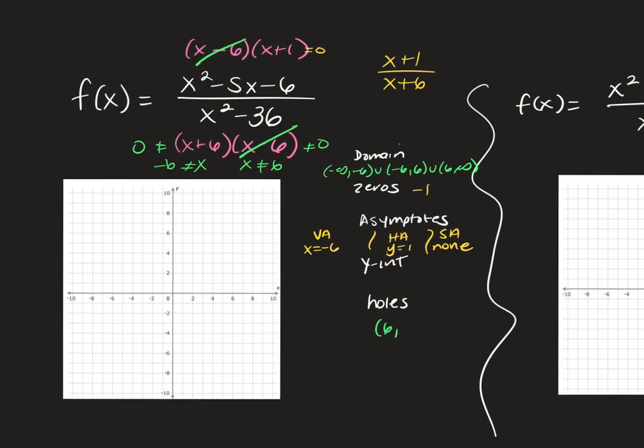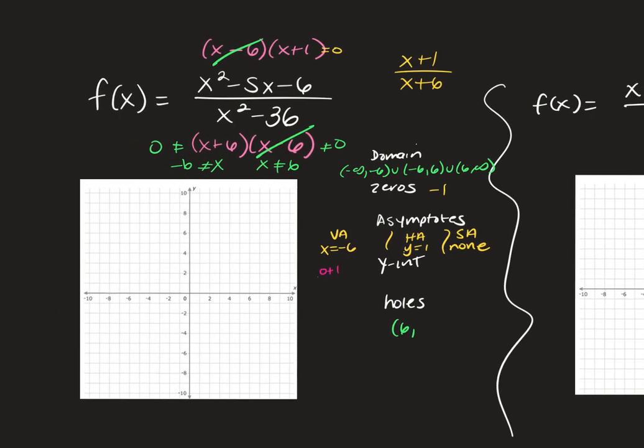To get your y-intercept, you plug 0 in for x. And again, the updated one, so I'd get 0 plus 1 over 0 plus 6, and you get 1/6. So your y-intercept in coordinate point form is (0, 1/6). To get the y-coordinate of your hole, you're going to plug the 6 back into the new one. 6 plus 1 over 6 plus 6 is 7/12. That's the y-coordinate. Then you're going to graph what you've got.